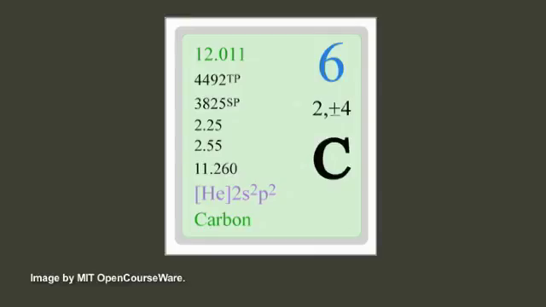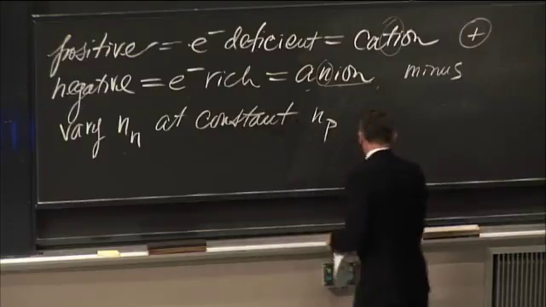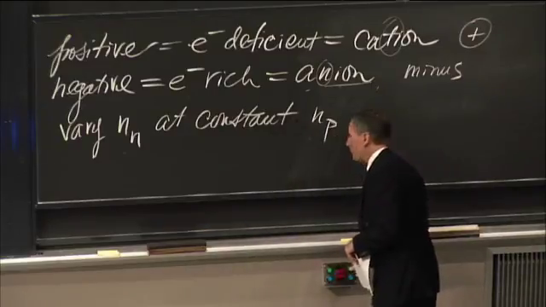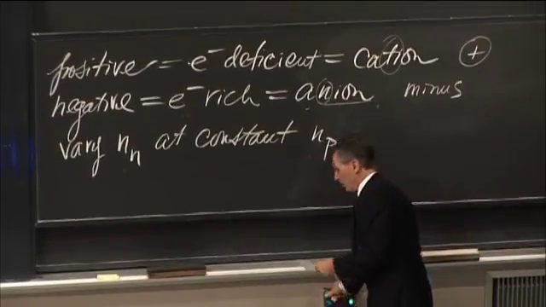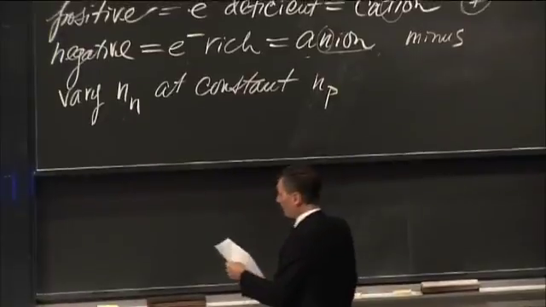So for example, if you look at carbon, the atomic mass is shown here as 12.011. And you'd say, well, gee, if it's got 6 neutrons and 6 protons, why isn't that 12 exactly? Well, this is the answer here. You can vary the neutron number at constant proton number. So let's take a look at how that plays out.